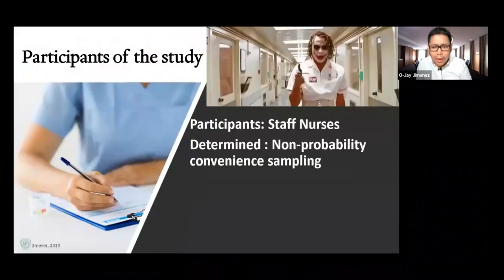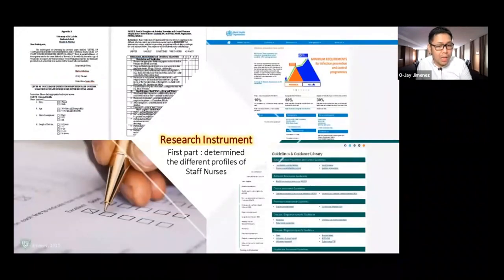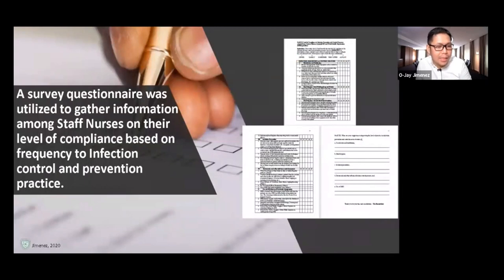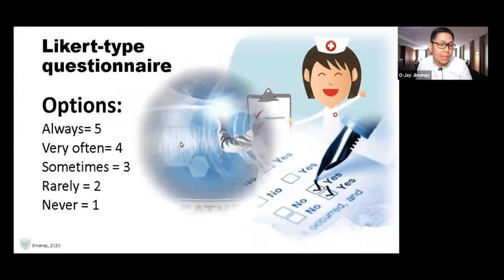The participants of the study were actually determined through non-probability convenience sampling classified according to unit of assignment as endorsed by the chief nurse of the hospital according to ward, ICU, and ER with a total population of 40. The research instrument's first part, as mentioned earlier, aimed to determine the different profiles of staff nurses. A survey questionnaire was utilized to gather information among staff nurses on their level of compliance. This is actually a Likert type questionnaire with five options according to interpretation. So we have five or always, meaning they are more compliant with the standard or protocol.